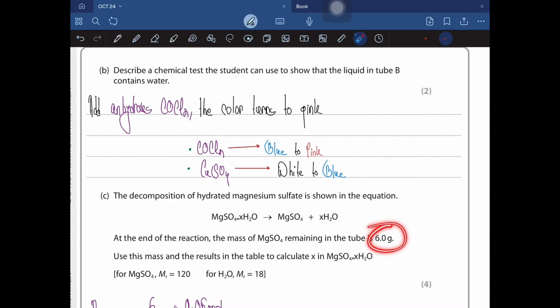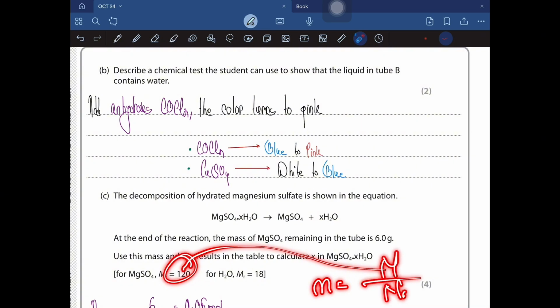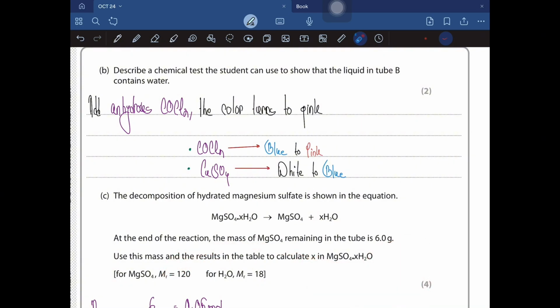You have the mass of this and also you have the Mr. So number of moles equals mass divided by Mr, so you could find the moles of this. Then you compare the molar ratios of these two, and they are in a 1-to-1 ratio. If this is 1 and this is X, suppose this is 2 moles, then the other should be 2X.